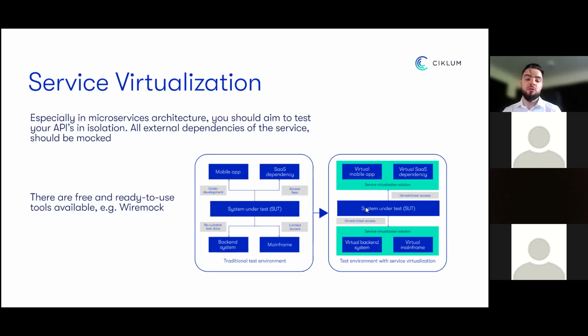And there are a lot of free and ready-to-use tools available for this. For example, WireMock, which works for both Java and .NET. I'm sure there are alternatives for other platforms, but this is an approach which will turn out to be very useful for you, especially if you test some APIs, but not only.